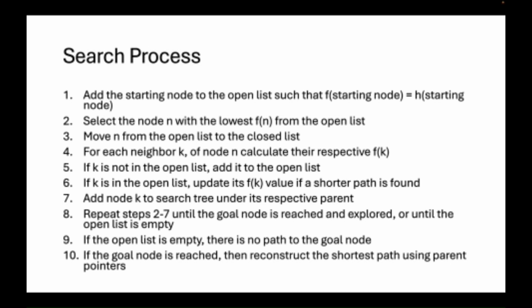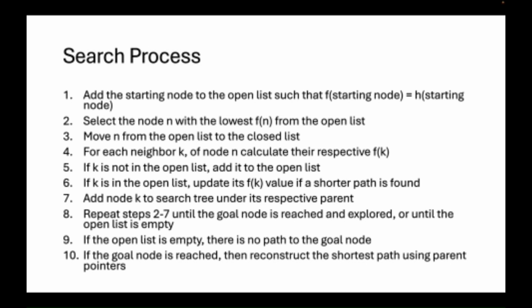And so after the step, if the open list is empty, then there's no path to the goal node because we weren't able to reach the goal node and we have no other nodes to search. If the goal node is reached, then we use the search tree that we made to reconstruct the shortest path using the parent pointers. So this just means going from the bottom of the tree, the leaf node, all the way to the top, to the root, which just replicates going from the goal node to the starting node.